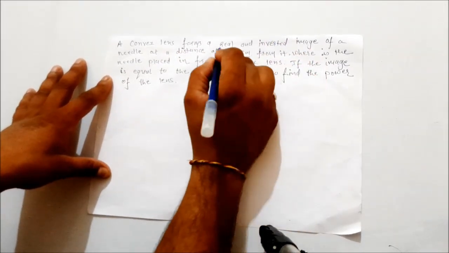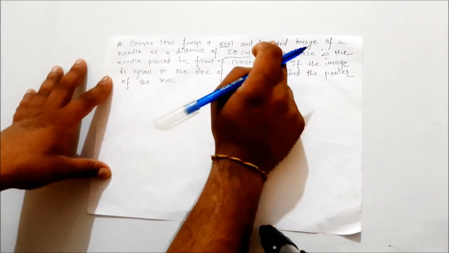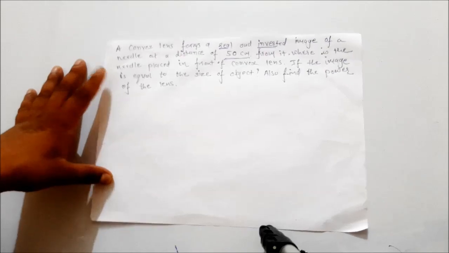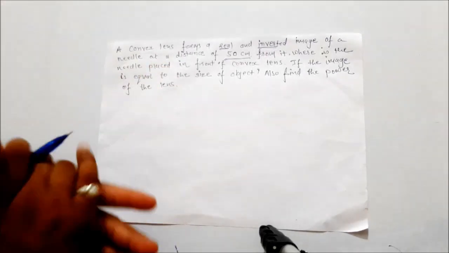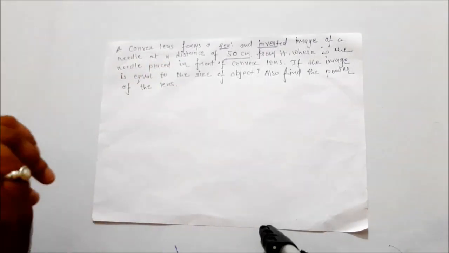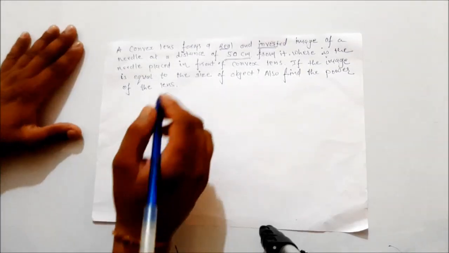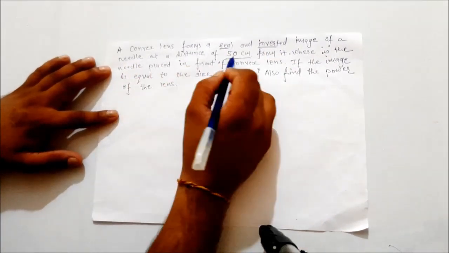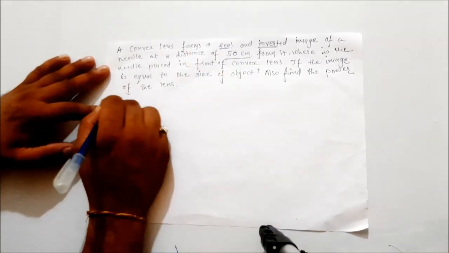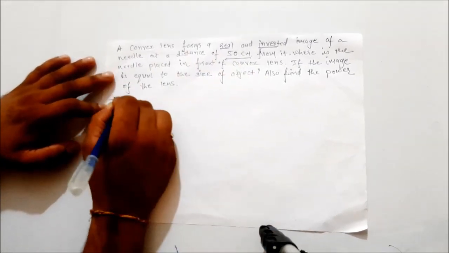The image is real and inverted, so the magnification will be negative of 1. We also have to find out the power of the lens. It's very easy. First of all, we have the image distance. The image is forming at 50 centimeter, right? So first let's write that.